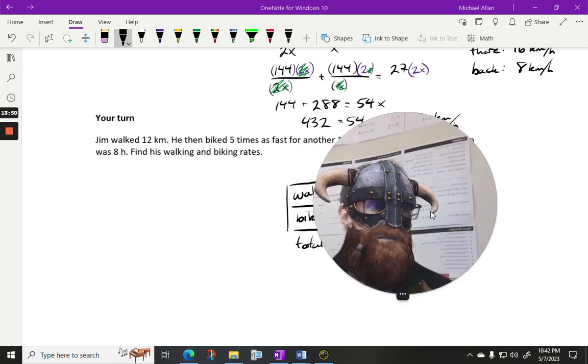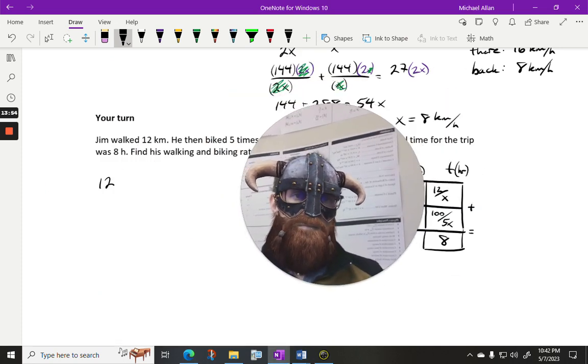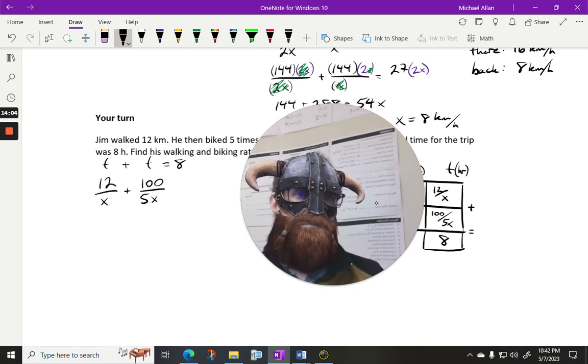All right, so I'll move my head over sideways here. I'll set my formula up. So 12 over x, I'm going to add 100 over 5x. So those are my 2 times. It's like time plus time. I know it's going to be equal to 8.